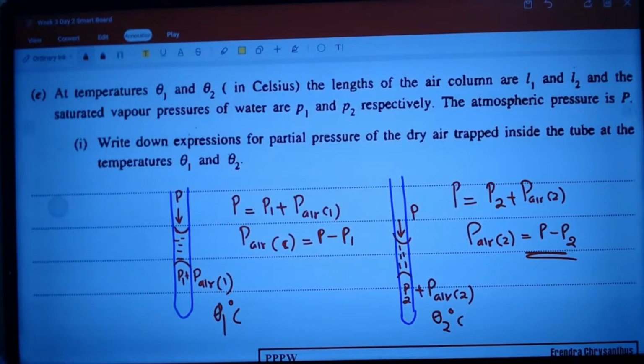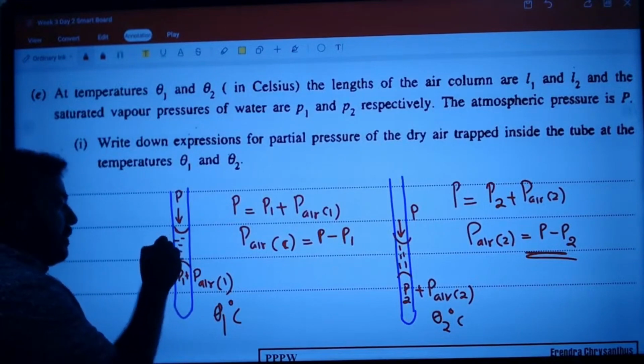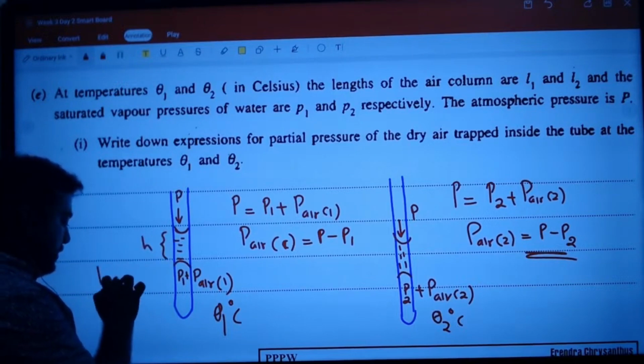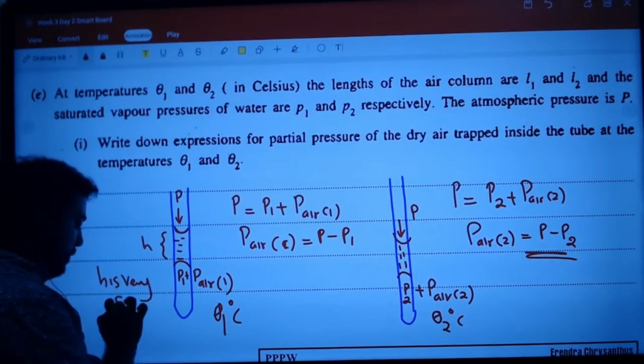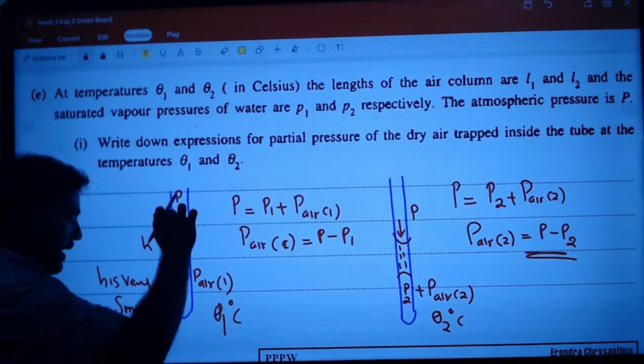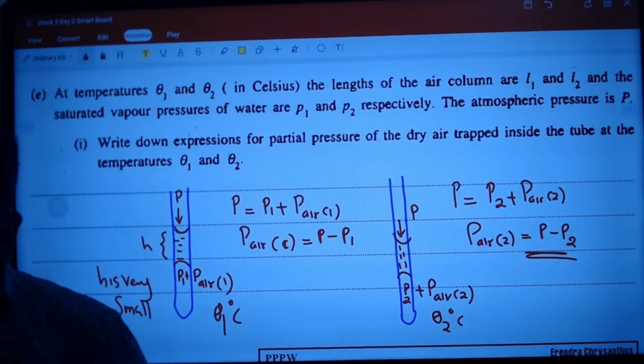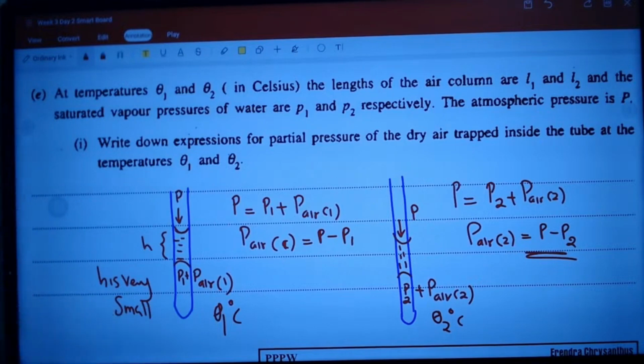Okay. So somebody might ask, can't we apply h rho g? h is very small. You can't apply h rho g. Directly you can say P balances by P1 plus air pressure at that particular instant.